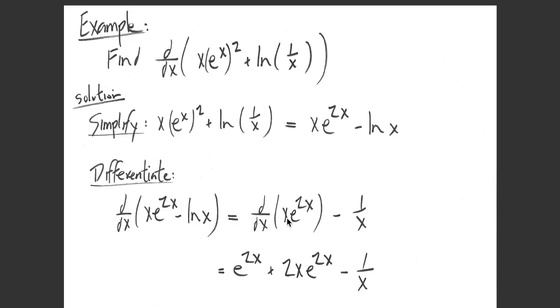And then plus x, the first guy, times the derivative of the second guy. The derivative of e to the 2x is 2e to the 2x. So we're ultimately getting just 2x e to the 2x. And of course, I still have to subtract off my 1 over x. So the final result is that the derivative of that expression is e to the 2x plus 2x e to the 2x, and then minus 1 over x.